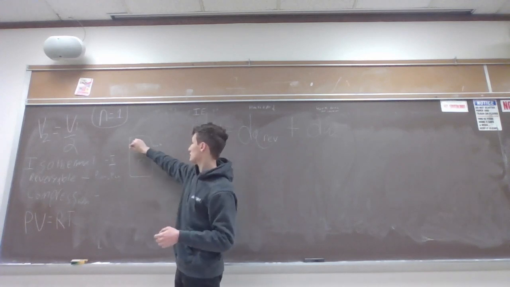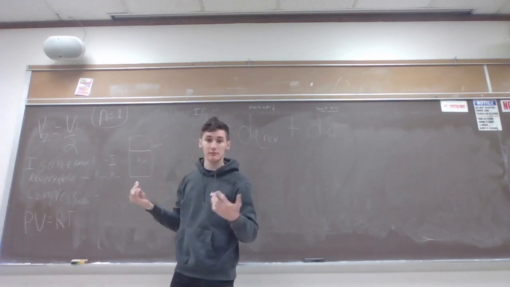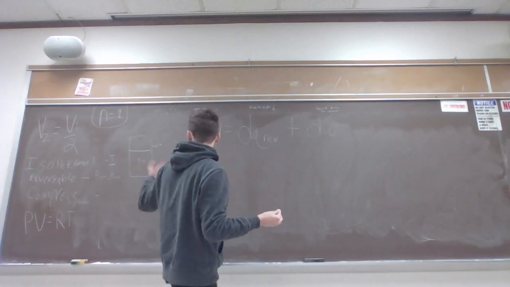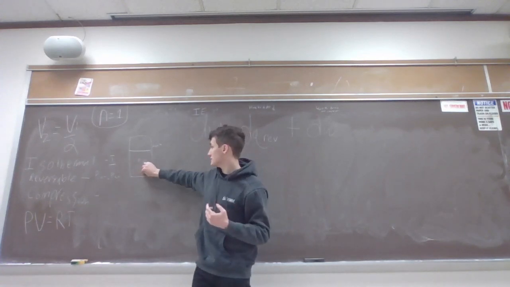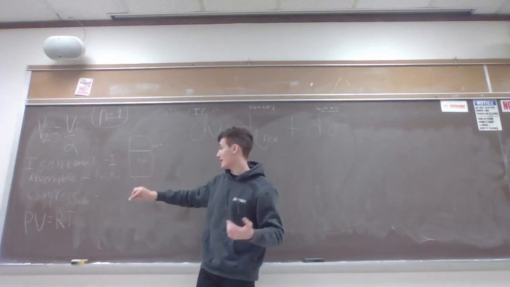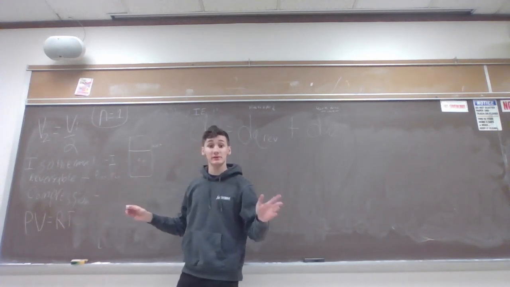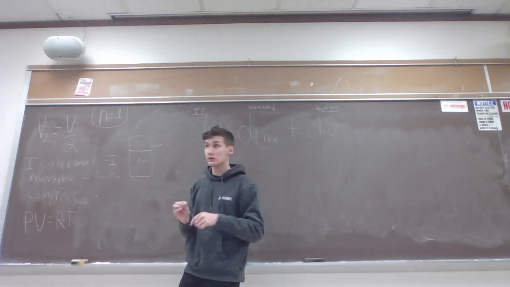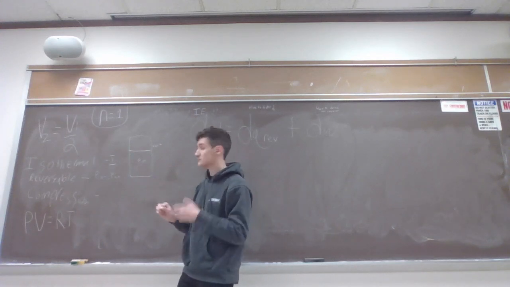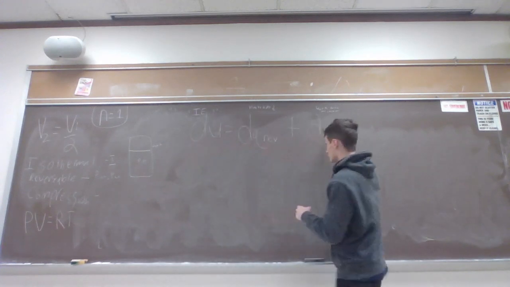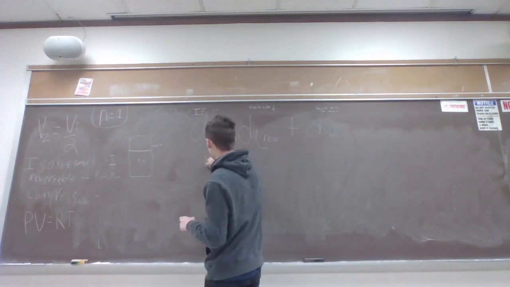Okay, and now we want to compress our system. And so what we know from our inside of our function is that it's an ideal gas, and so PV equals RT. Again, everything we're going to be doing today is with 1 mole, so just keep that in mind. It's per 1 mole.